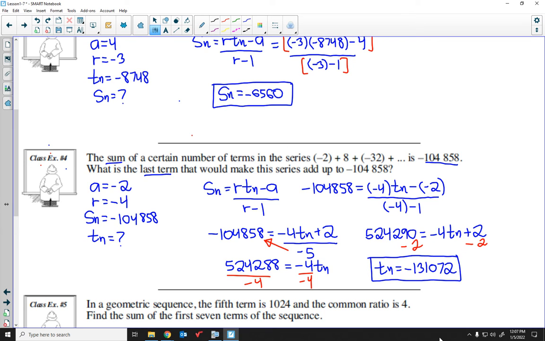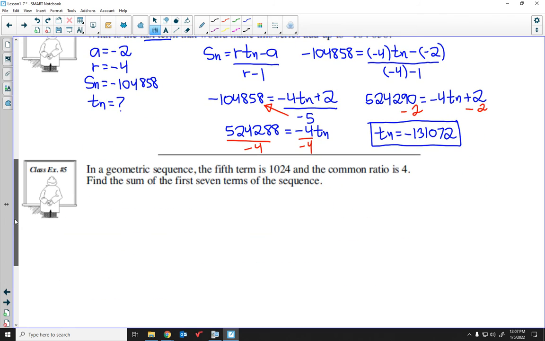Okay, that's the last term in the sequence, or sorry, I should say in the series, because we have the plus signs. Okay, fifth example. In a geometric sequence, the fifth term is 1,024 and the common ratio is 4. Find the sum of the first 7 terms in this sequence.